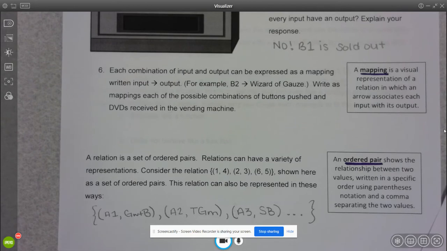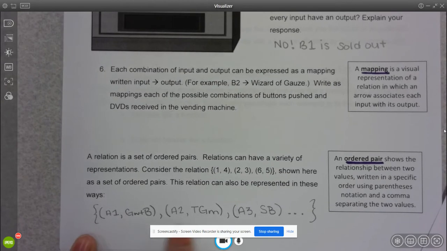Now, I did not write every single one because that would be a lot to write down, but I gave you an idea of what it would look like. Now, if this was a true ordered pair list, every single one would be listed. I would not list B1 because B1 does not have an output, but everything would be listed here. So you would have 8 ordered pairs in your list.